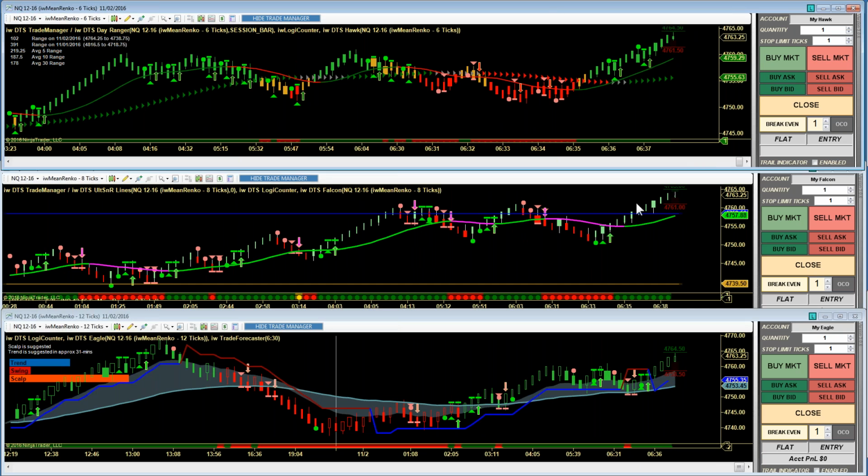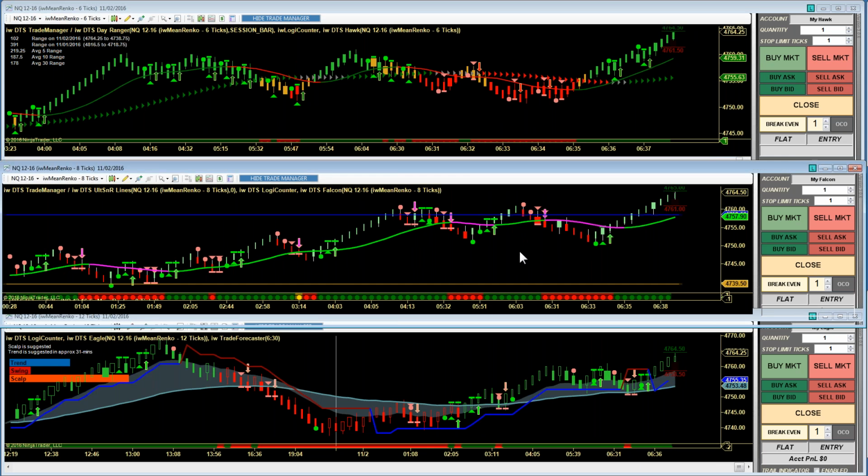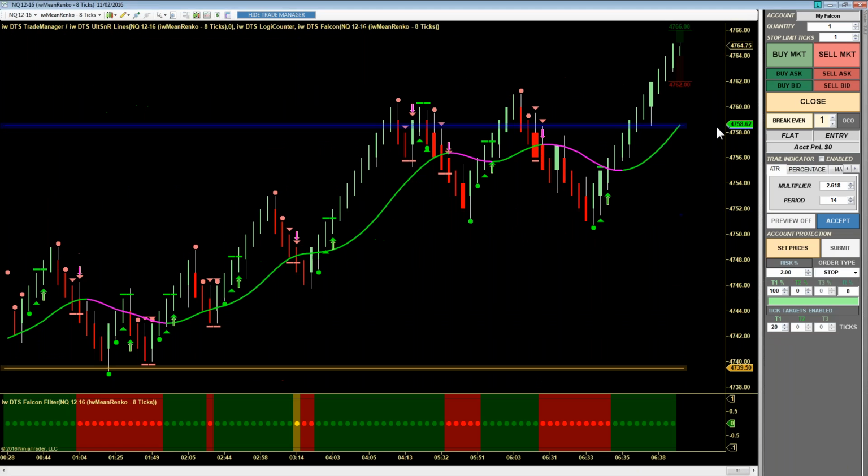All right, so that's the Hawk Scalper. Quick look here at the Falcon Swing Trader. With the Falcon Swing Trader, we pay a lot of attention to this trend line that runs through here. This gives us our directional bias. For the most part, we're also looking for confluence. In other words, we're looking for everything to be in sync.